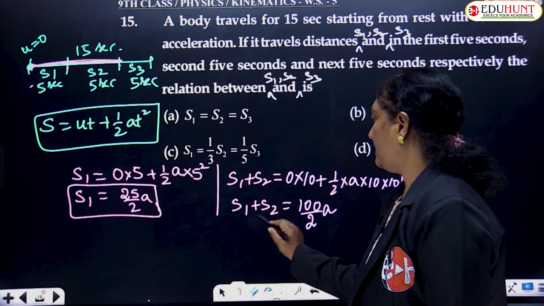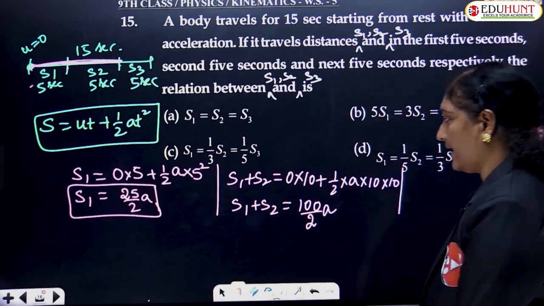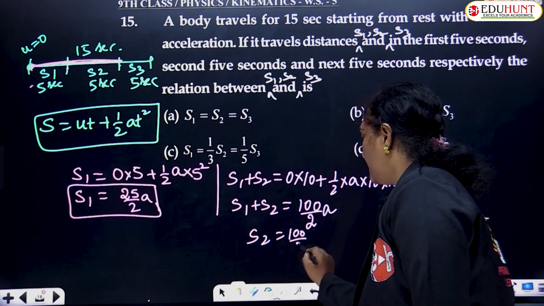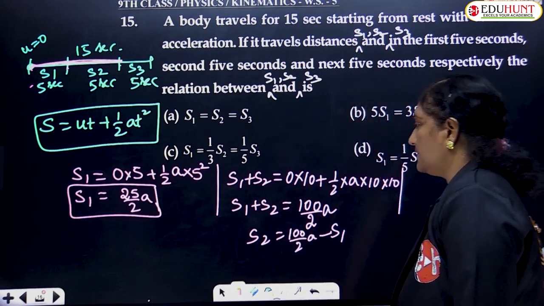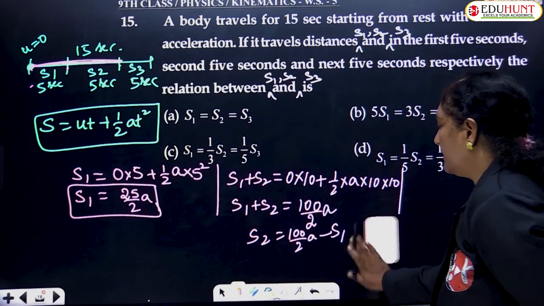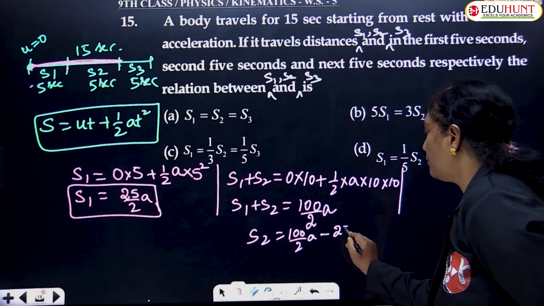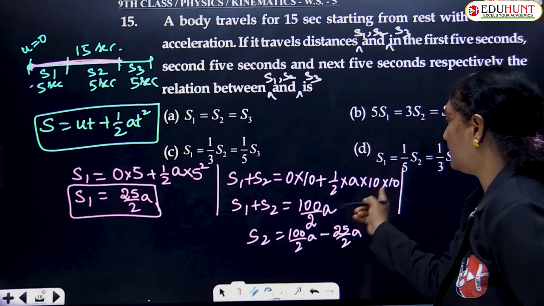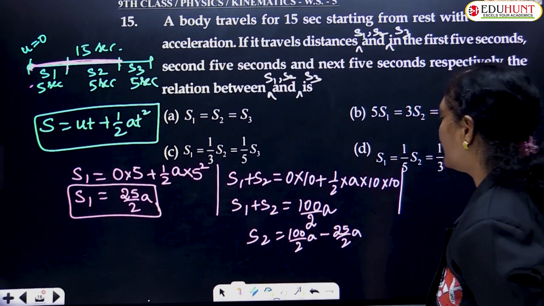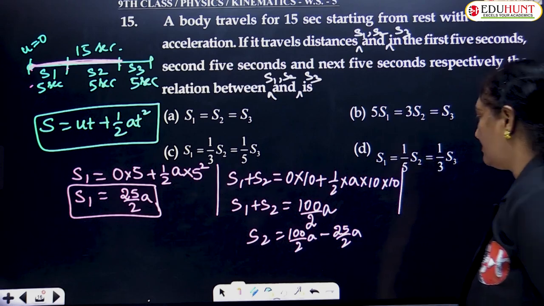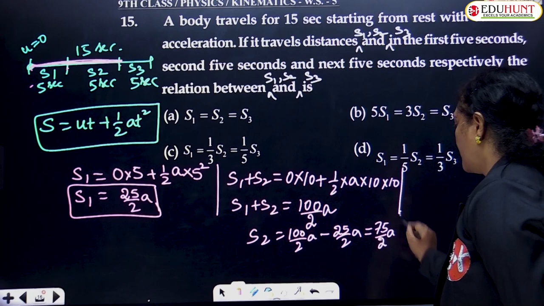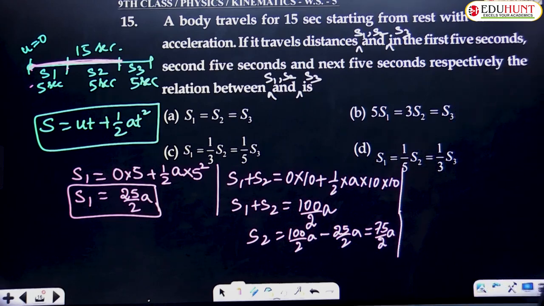Okay. Well, if S1 plus S2 is 100 by 2a, what is S2, children? S2 is nothing but 100 by 2a minus S1, isn't it? To find out S2, bring this S1 here, so minus S1. But what was S1? It is nothing but 25 by 2a. That's the reason why I kept 2 here instead of cancelling. So common denominator 2, so numerator is 100 minus 25. How much is that? 75. So S2 was found to be 75 by 2a.